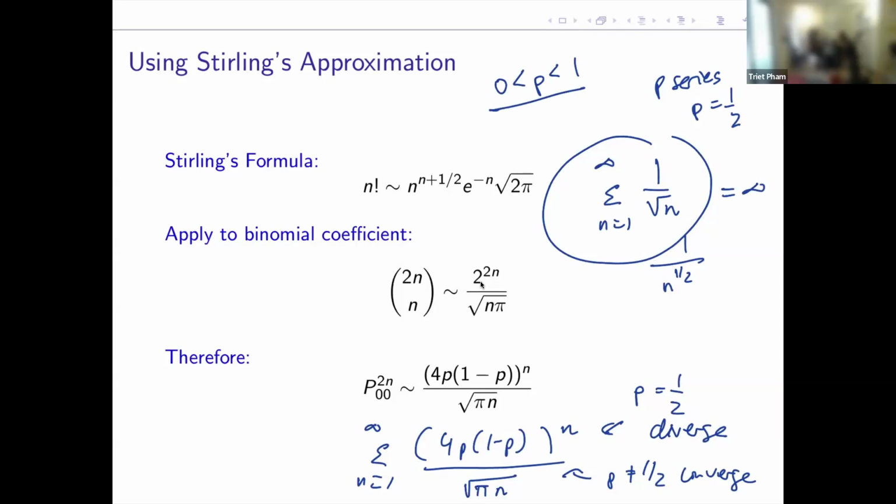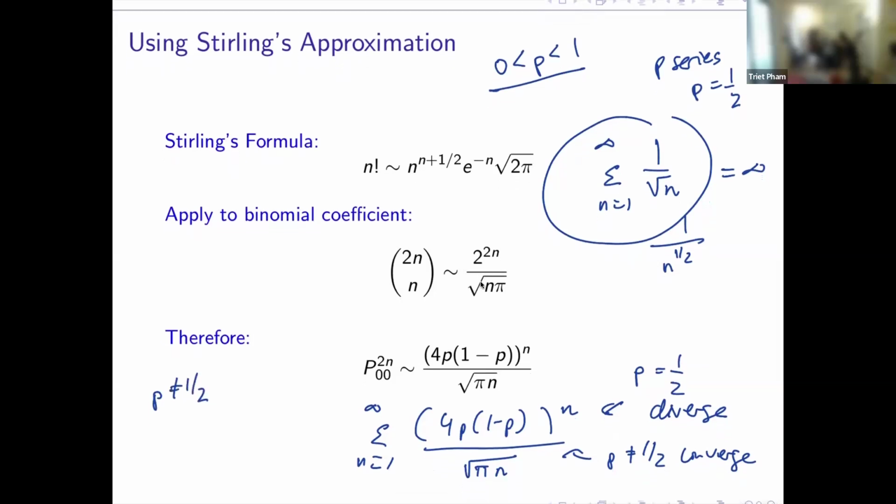Now, when p is not 1/2, the only thing you can conclude is that 4p(1 minus p) is actually less than 1. The reason is p equals 1/2 is actually the maximizer of that product. That product is maximized at 1/4 when p equals 1/2. So when p is not 1/2, you can check, for example, p is like 1/3 or something like that. 1/3 times 2/3 is 2/9, which is less than 1/4.